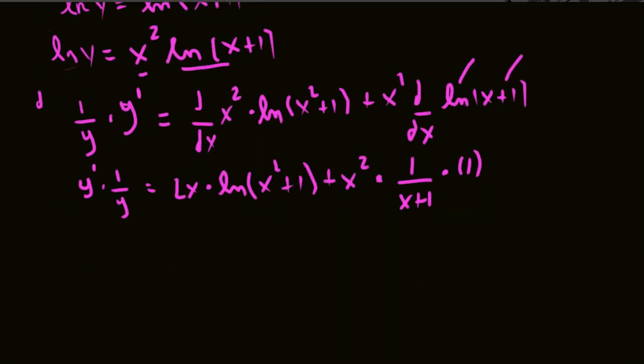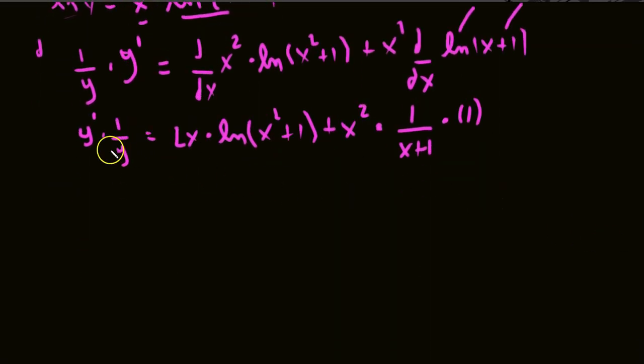We're not done yet. We have to just isolate for this y prime over here. So y prime is equal to, you multiply both sides by y, and let me rewrite this.